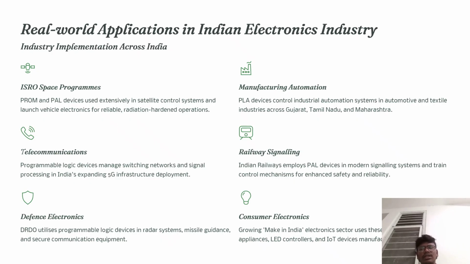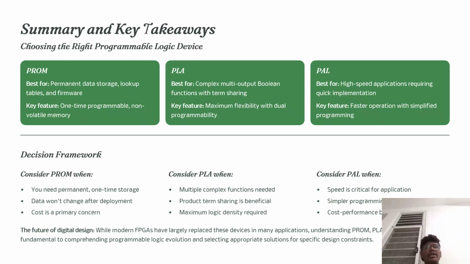Railway signaling. Indian Railways employs PAL devices in modern signaling systems and train control machines for enhanced safety and reliability. The growing Make in India electronics sector has applications in LED controls and IoT device manufacturing. Summary and key takeaways. Choosing the right programmable logic device.